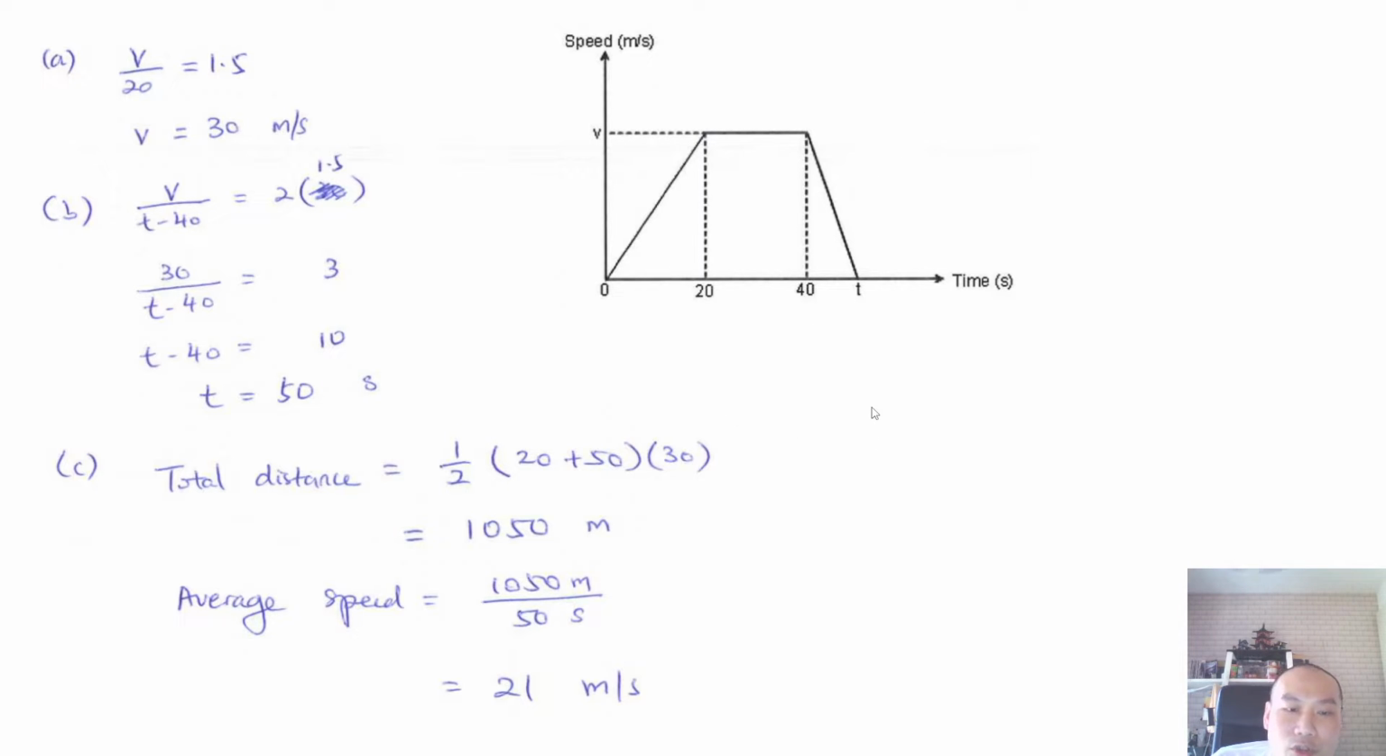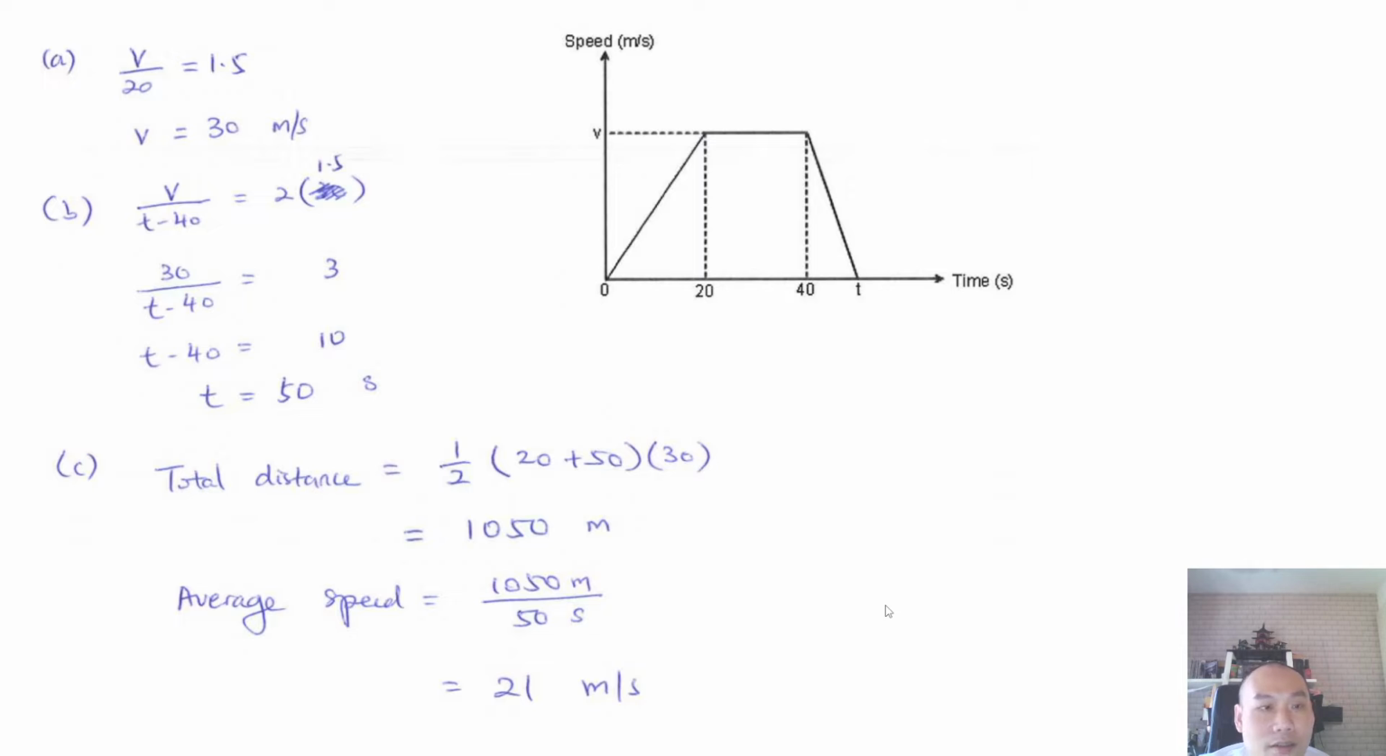So finally, we are told to find the average speed. Once again, remember, average speed must be total distance divided by total time. So the total distance in this case is the area of the trapezium. So just apply the formula for area of a trapezium, half, then the sum of the two parallel lengths times the perpendicular height, right? We get 1050 meters. So average speed will be total distance 1050 meters divided by total time 50 seconds. We get 21 meters per second.